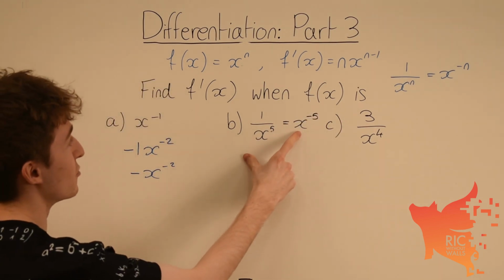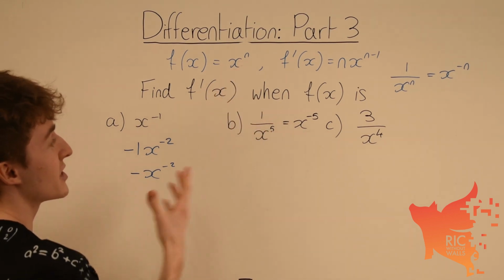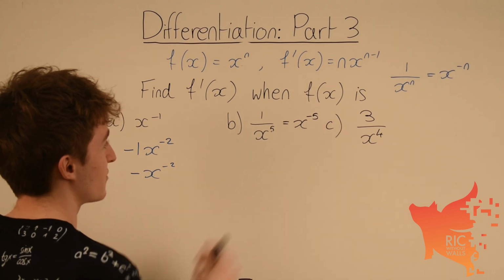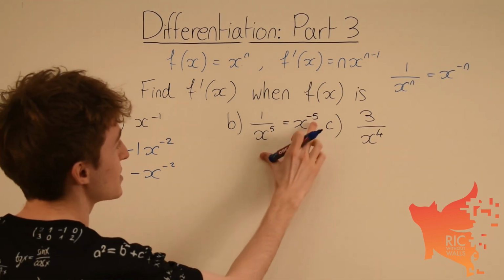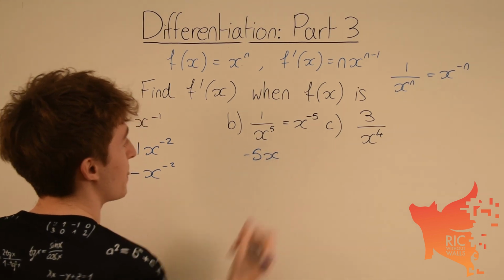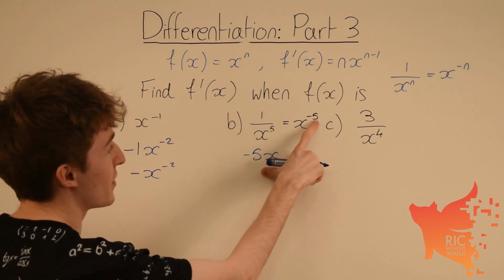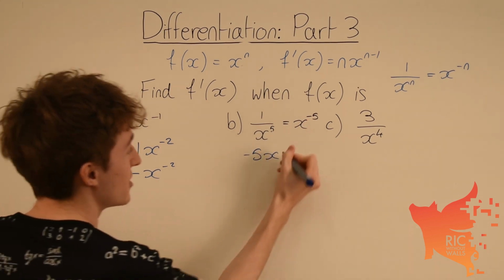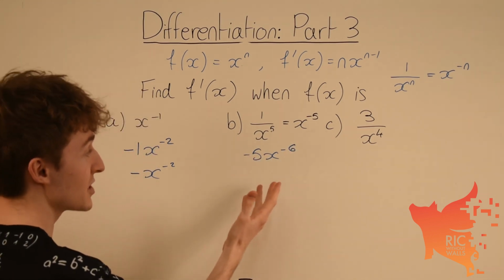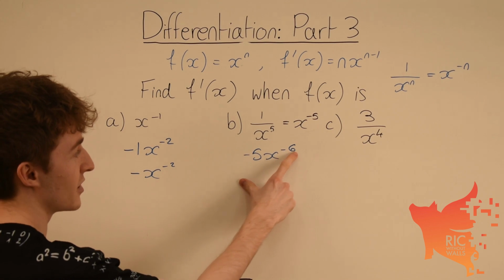Okay, now it's in the form of x to the power of something, so we can differentiate it using this rule. So we've got x to the power of minus 5, so what we're going to do is bring this minus 5 down in front of x, so it becomes minus 5x, and then we subtract 1 from the power. Now minus 5 minus 1 is minus 6. So this is the final answer. We've got that f dash of x is minus 5x to the minus 6.